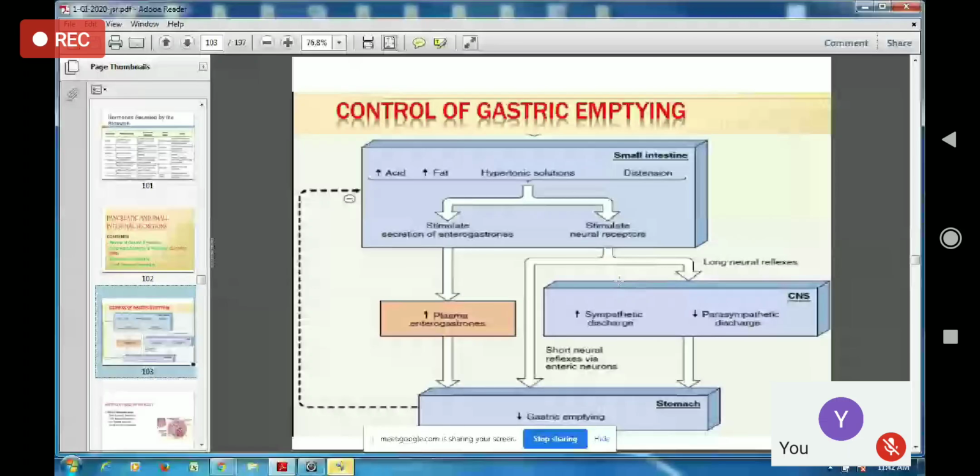So this slide is very important for gastric emptying. This is also a very important question of your examiners. I'll mark this one as VIP: gastric emptying, factors that are involved in gastric emptying.